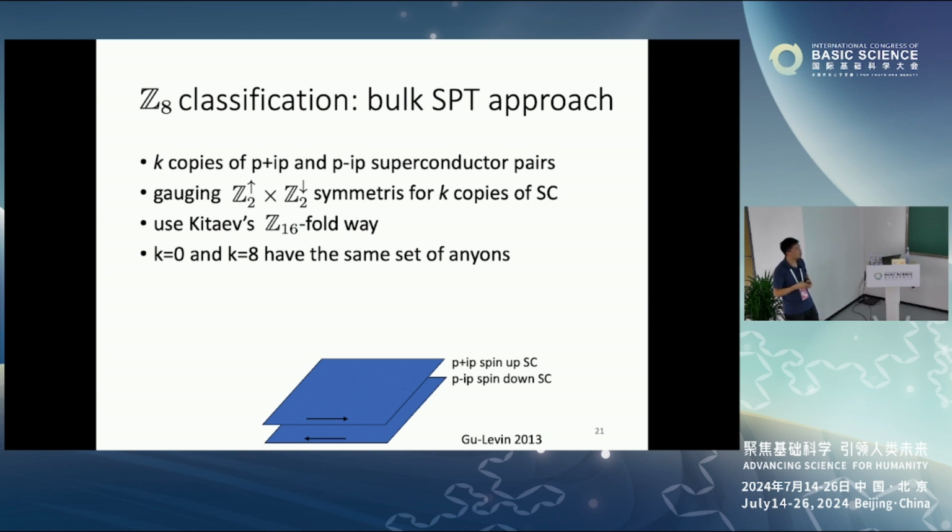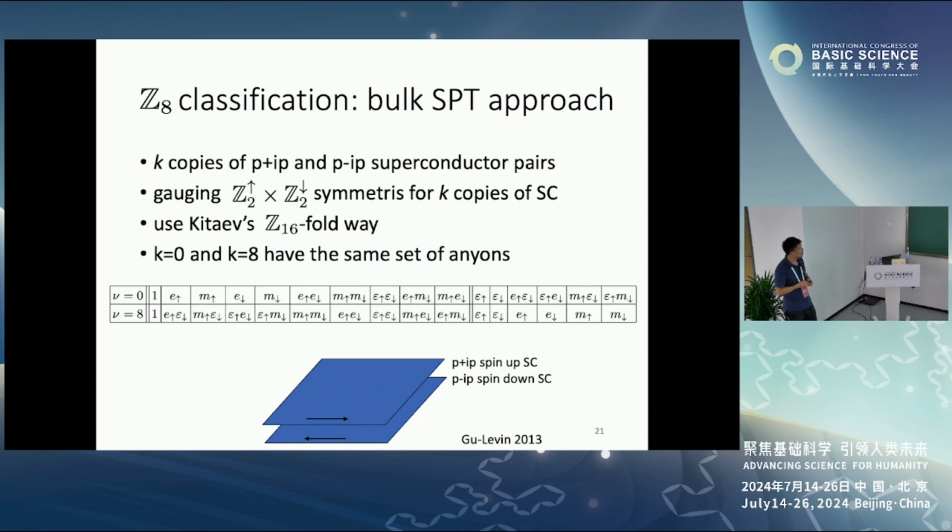Okay, so there are 2 different types of anyons in this system. The problem is that k equals 0 and k equals 8, they found a way to identify them. So that's the k equal to 0 case. You have this many anyons in this gauged system. And for nu equal to 8, you have also this many anyons. But you can find a map between these two such that all the braiding data and fusion data are the same for the 2 sets of anyons. So therefore, k equal to 0 and k equal to 8 should be identified since they give you the same bulk.